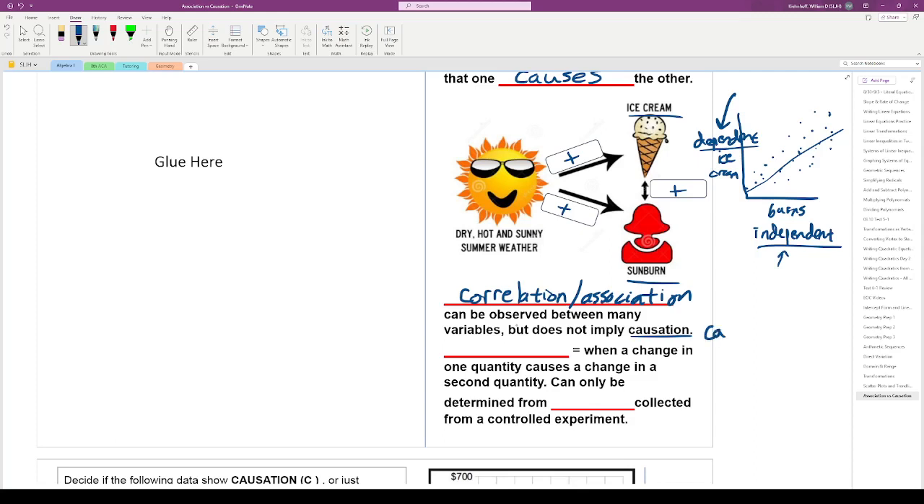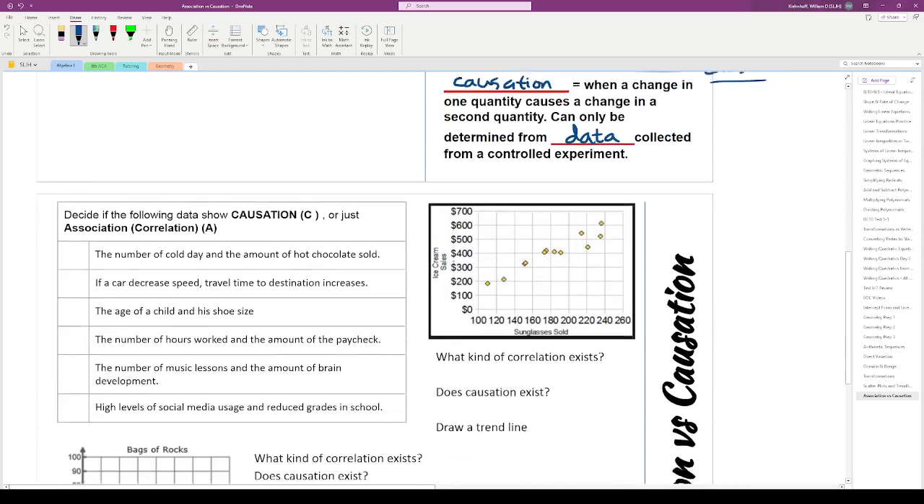Another way we say that is a causal relationship. That can be confusing because it looks like the word casual. So causation is when a change in one quantity or one variable causes a change in a second variable. It can only be determined from data collected from a controlled experiment. So that, again, goes back to science class and viewing the X as the thing we're controlling and varying in a specific way to see what effect it has on the other thing. So this is basically saying that things don't cause each other just because there is a positive trend.